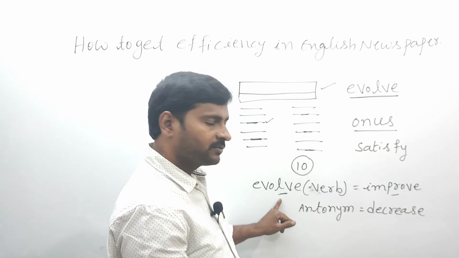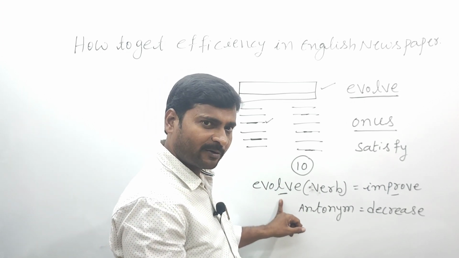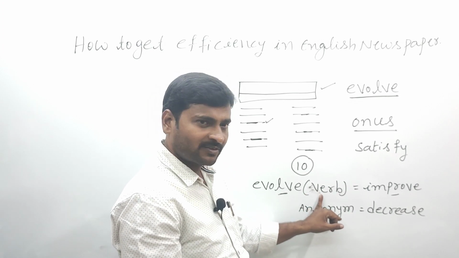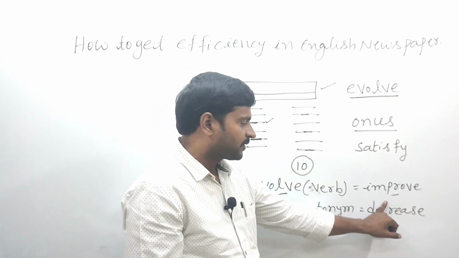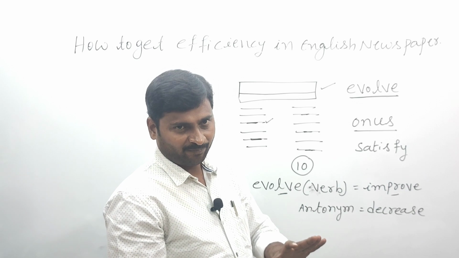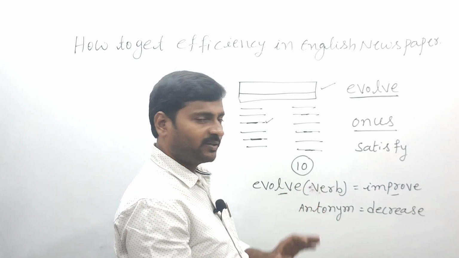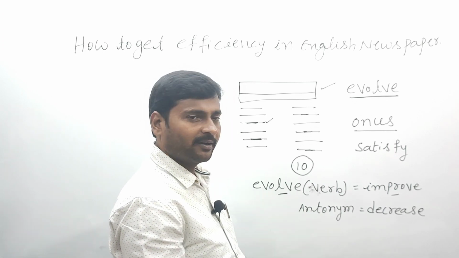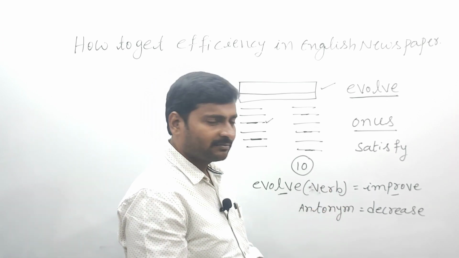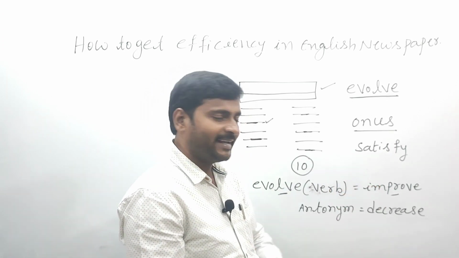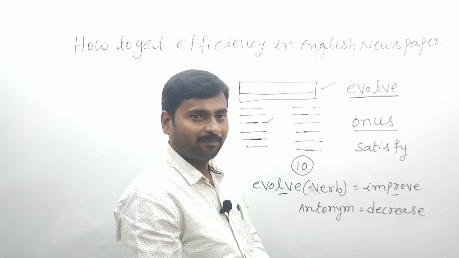One is the word, where it is from, the newspaper. Number 2, parts of speech. Number 3, actual meaning. Number 4, antonym. Totally, what is your efficiency by following this? You identify one word, you learn grammar, you learn actual meaning, you learn antonym.